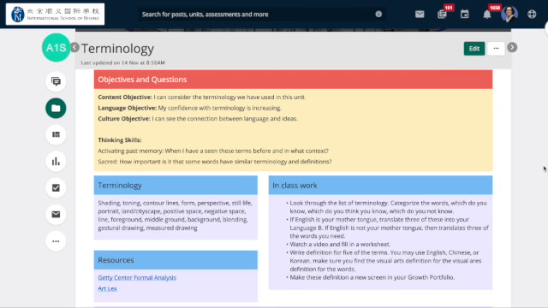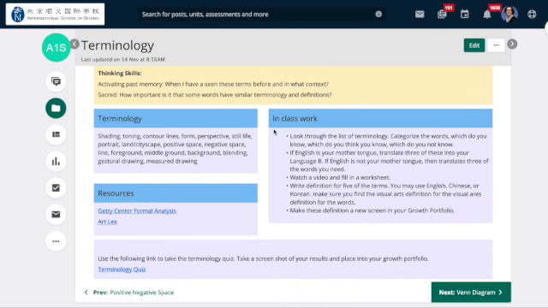So I'll read for you here. These are content, language, and culture objectives. I consider the terminology we have used in this unit. My confidence with terminology is increasing. I can see the connection between language and ideas. And it's this part, connection between language and ideas, that you're going to see in the following classroom video.